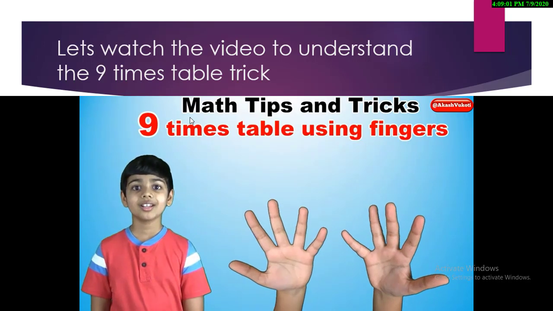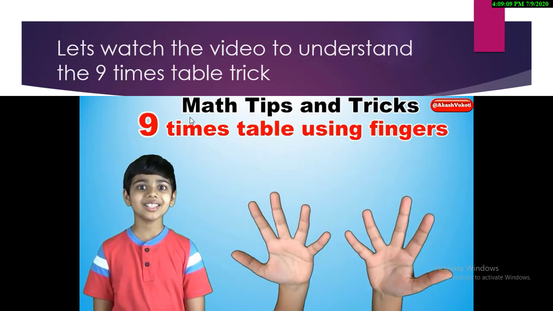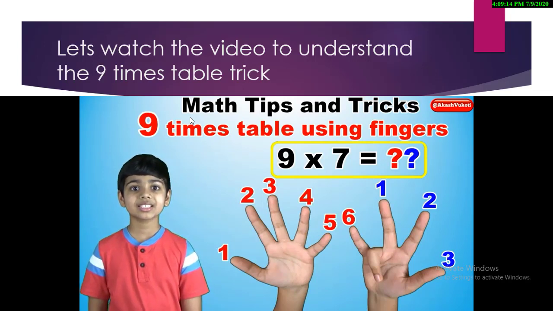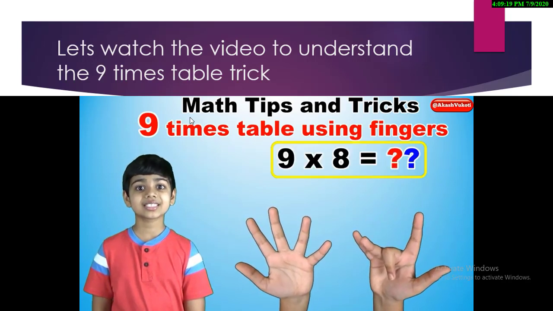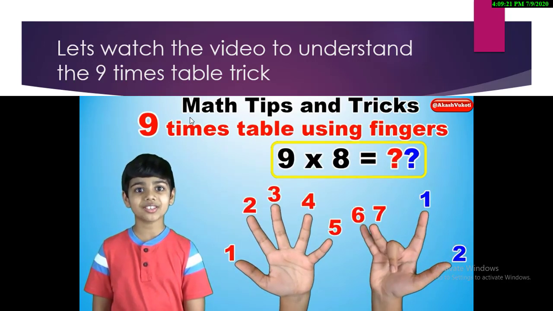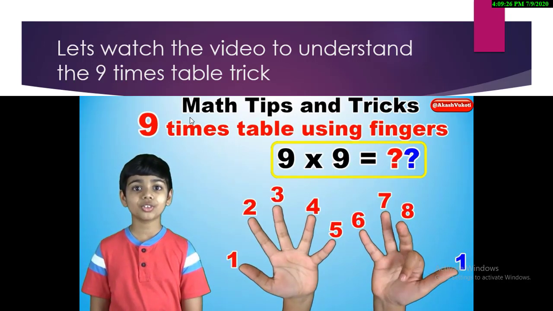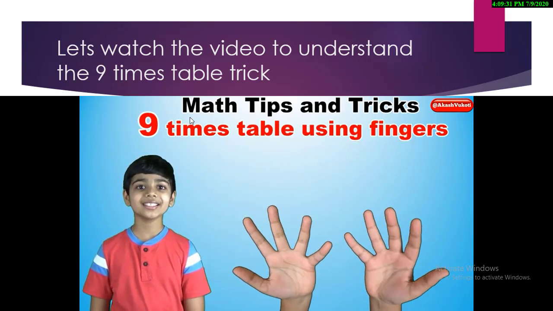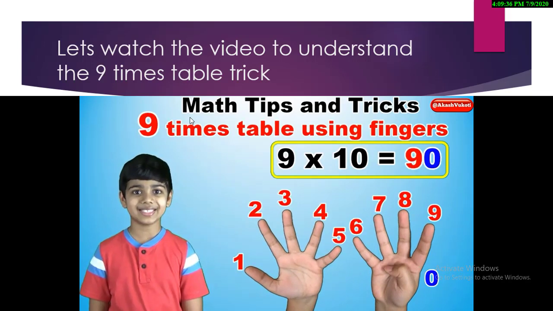45. 9 times 6 is 5, 4. 54. 9 times 7 is 6, 3. 63. 9 times 8 is 7, 2. 72. 9 times 9 is 8, 1. 81. And finally, 9 times 10 is 9, 0, 90.